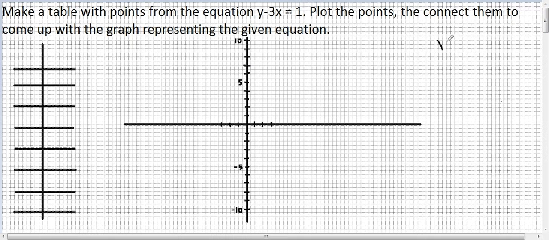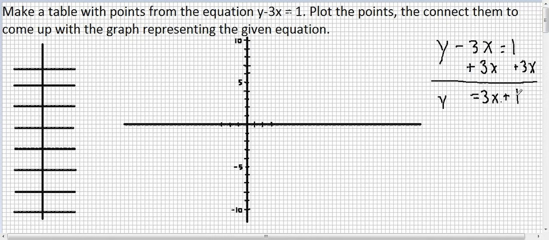So let's start with the equation y minus 3x equals 1. It's easier to go through these calculations if we solve these equations for a single variable. So let's solve this equation for y. We get y equals 3x plus 1. So to make this table, we want x and y values, so I'll label the first column x and the second column y.